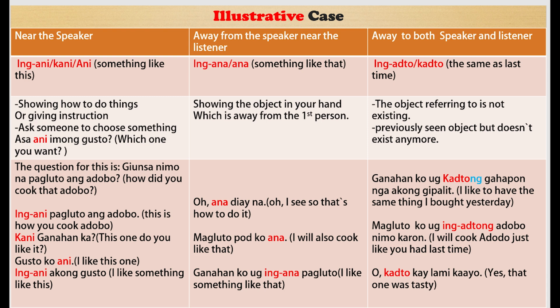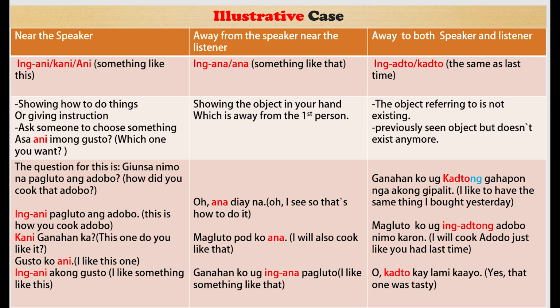Okay? So I hope you are going to learn, even if you just listen to my voice and then try to copy how I say it. Then maybe in the future you can communicate with someone like, how do you like it? So you say, ing ani akong gusto. Ing ani. Oh, gusto ko ani. So away from the speaker, near the listener, ing ana. Ana, something like that. So, showing the object in your hand which is away from the first person.